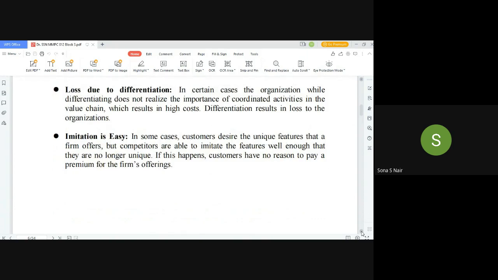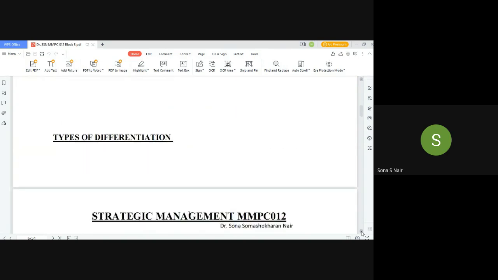Certain differentiating features are easy to imitate, and this happens mostly in all the marketplaces. When the organization introduces some kind of a feature, it is easily copied and imitated by the other competitive forces in the marketplace. Types of differentiation.